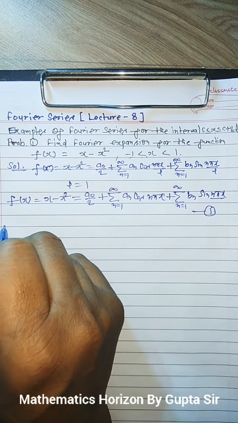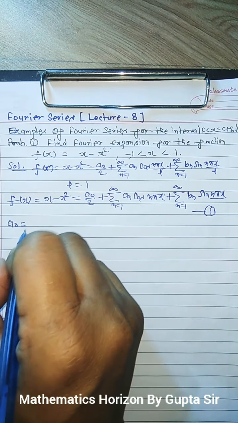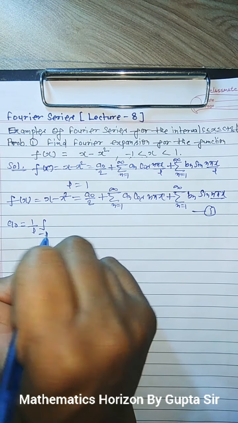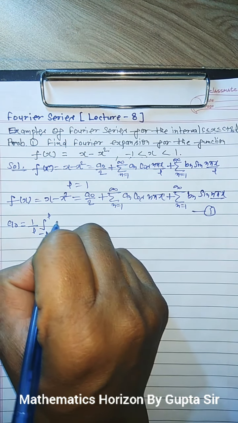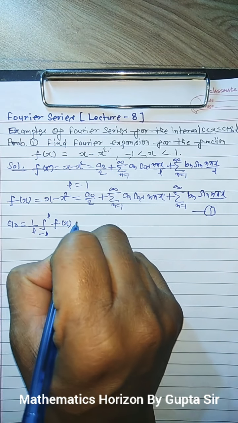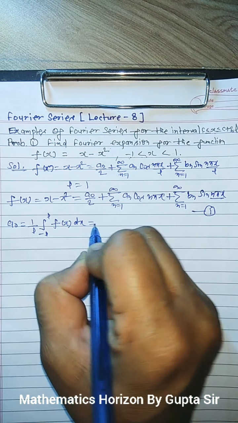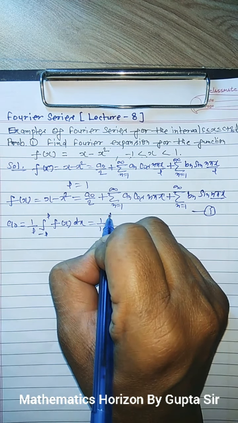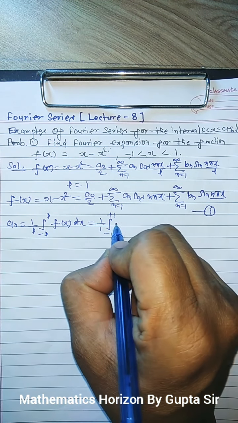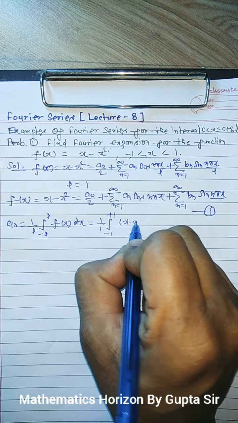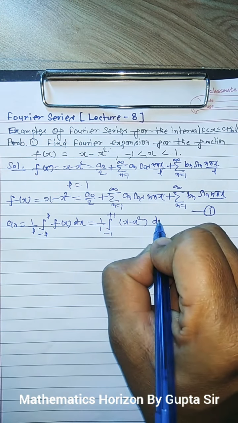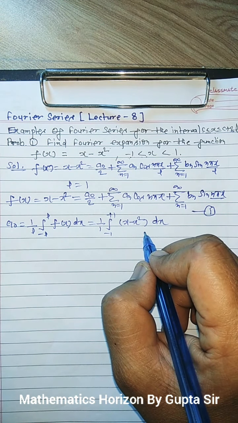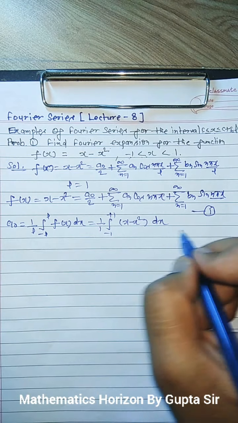Now what is the value of a0? The formula of a0 is 1 upon l times the integral from minus l to plus l of f(x) dx, that is, l is equal to 1, integral from minus 1 to plus 1, where f(x) is x minus x square, dx. Now we apply this limit.